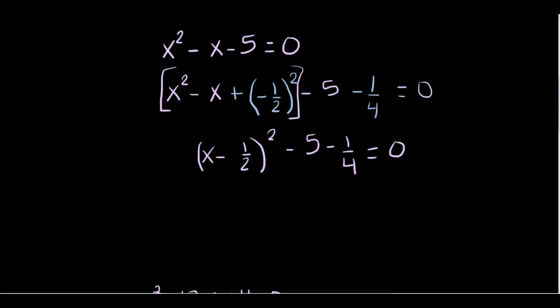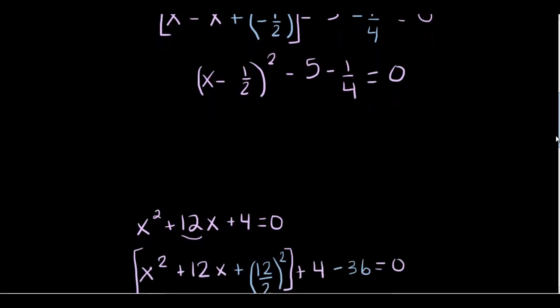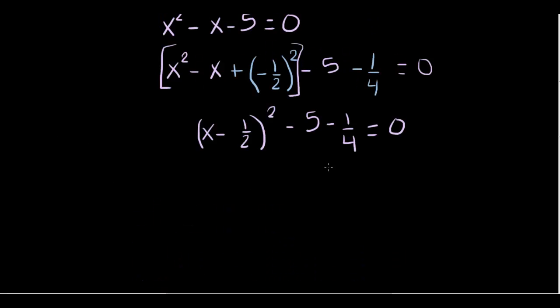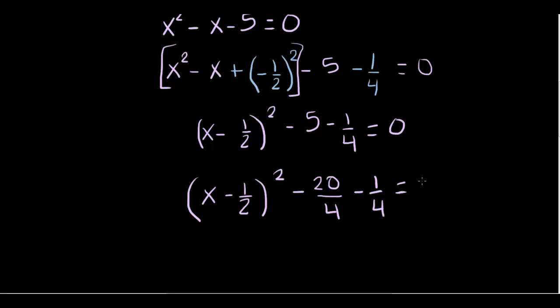Okay, so to add fractions, remember that you have to have a common denominator. The common denominator here is going to be 4. So we will have x minus 1/2 squared minus, if I want to convert this 5 into 4s, I'm going to multiply it by 4/4. So this becomes 20/4 minus 1/4. And this equals 0.